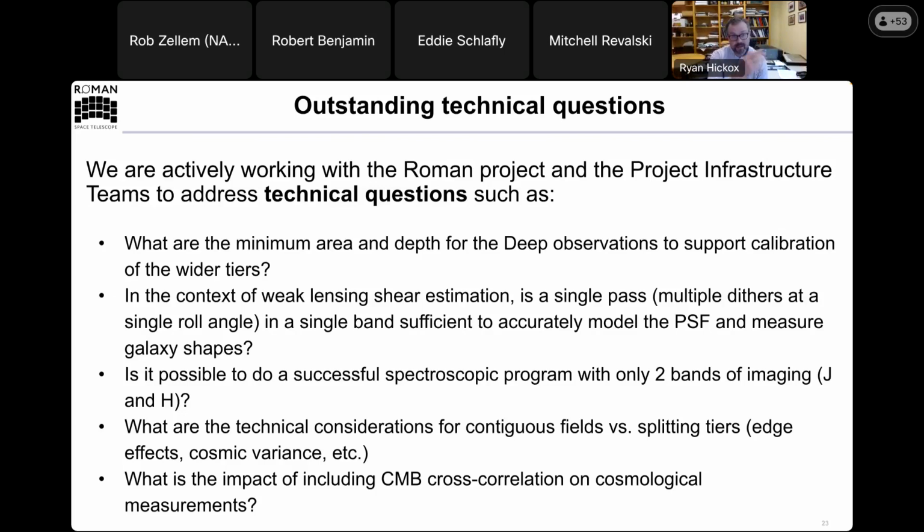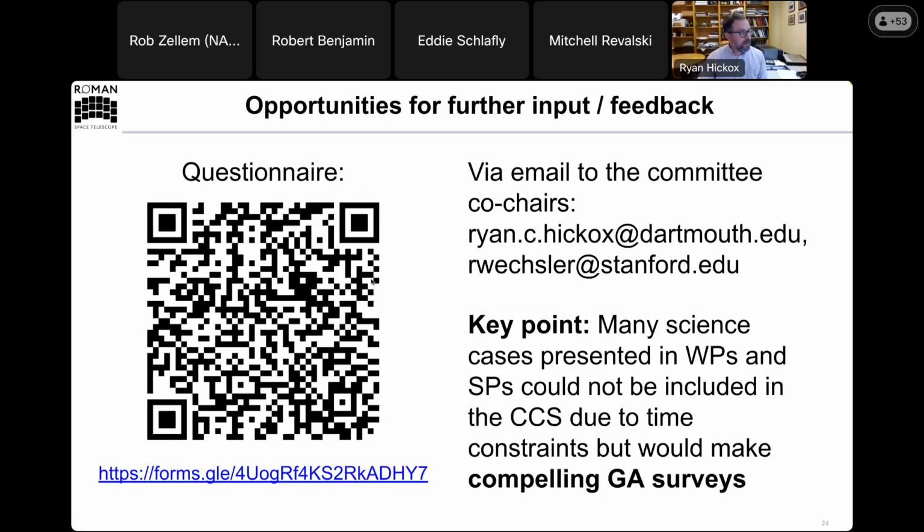And then finally, one thing that's come up recently is that it would potentially be very powerful to do cross-correlation measurements of the imaging and spectroscopy that we get with Roman with next generation measurements of the cosmic microwave background. And so those may inform, for example, the field choice to make sure that those overlap. This is not everything. This is just a subset of some outstanding technical questions to give you a sense of what we're thinking about. Okay, so I think that's my half hour.